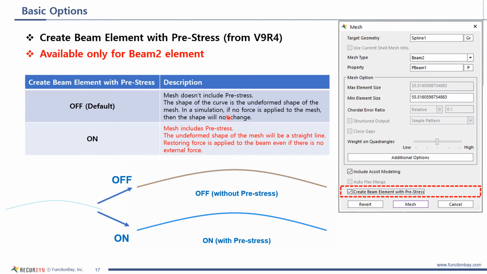If create beam element with pre-stress is on, then the undeformed shape of the mesh is a straight line. Even if no external force is applied, the mesh will have a restoring force that tries to return it to a straight line. The video demonstrates this.